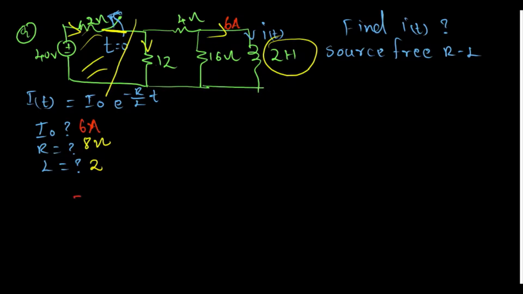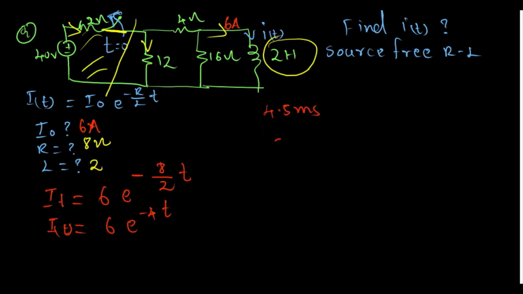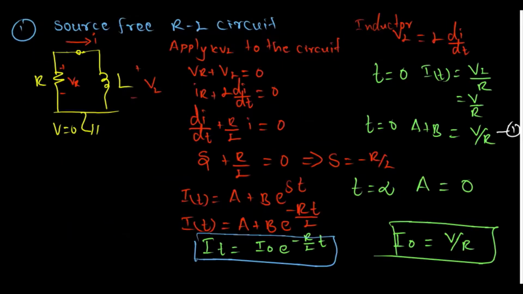So we know all of this. When we plug into this equation, I naught is 6, R is equal to 8, L is equal to 2, so i(t) becomes 6 e to the power minus 4t. What is the purpose of these equations? We can find i(t) at whatever time we like, at 4.5 milliseconds or at 2000 seconds. That's the purpose of this. So this is the first part, the source free RL circuit.